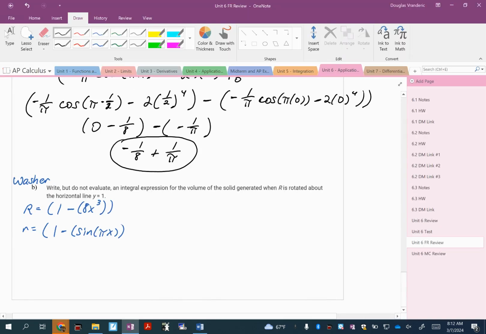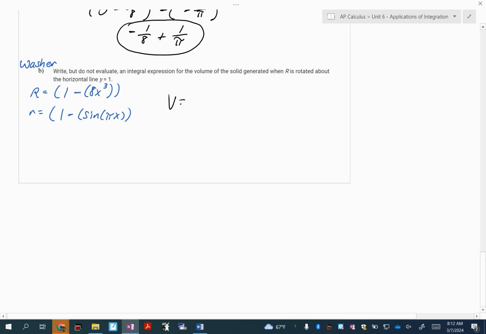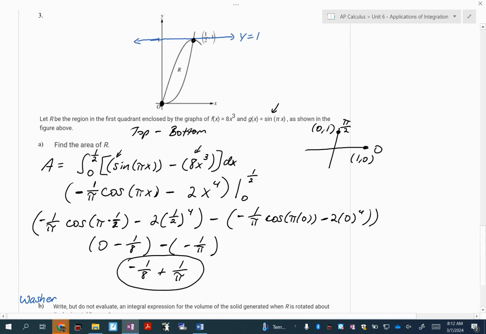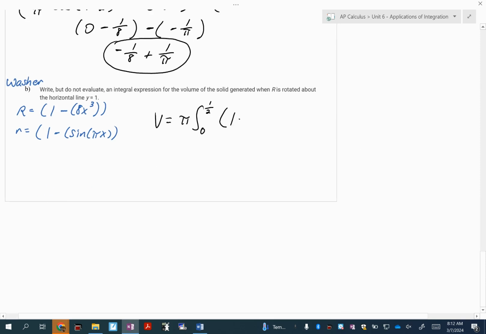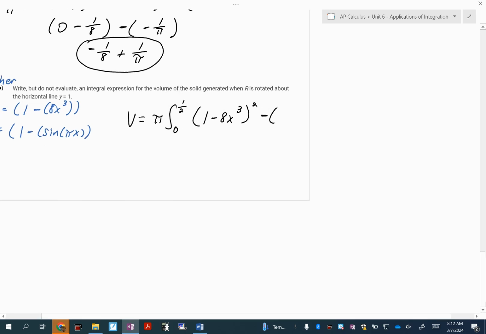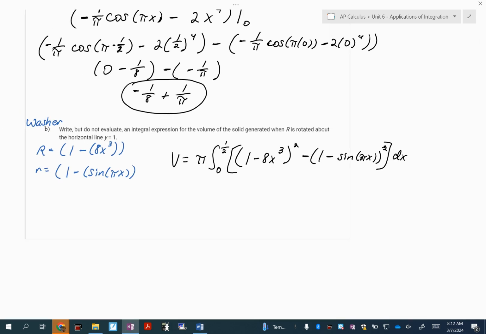So when I write my volume, remember the idea is that we're going to be integrating the area. So put pi times the integral, and then I'm still doing my same x values of 0 to 1/2. My big R is 1 minus 8x cubed, all of that squared, minus my little radius squared, so 1 minus the sine of pi x, all of that squared, and then make sure you put one last big bracket or parentheses to put dx. So that right there is going to be my volume setup. It doesn't ask me to evaluate it, so I can just leave it like that.